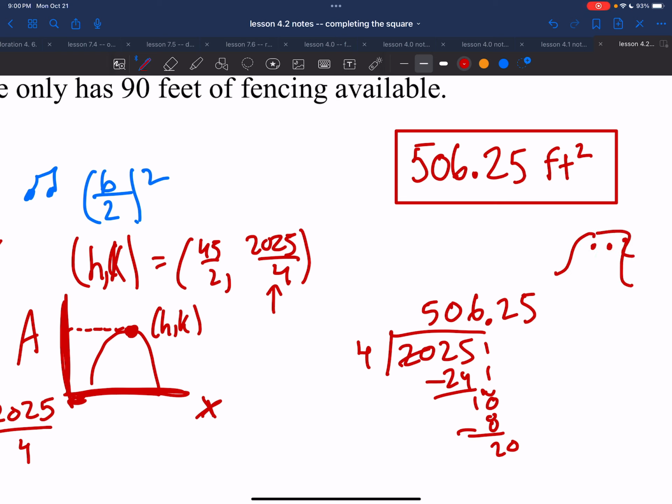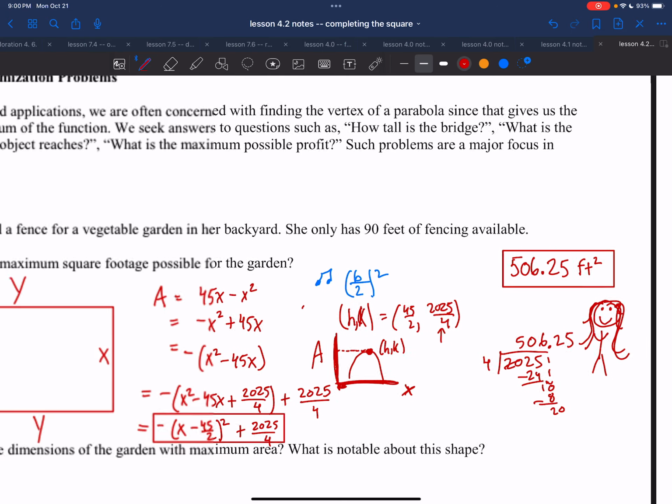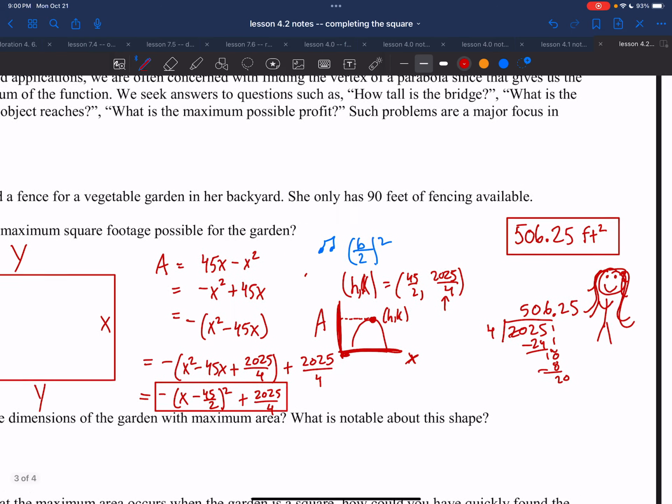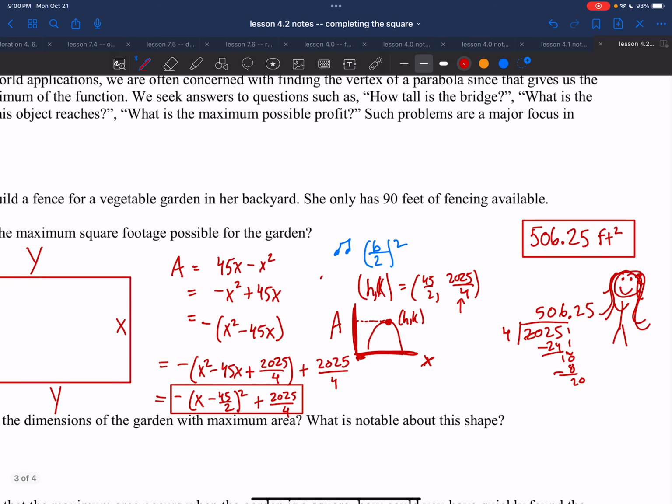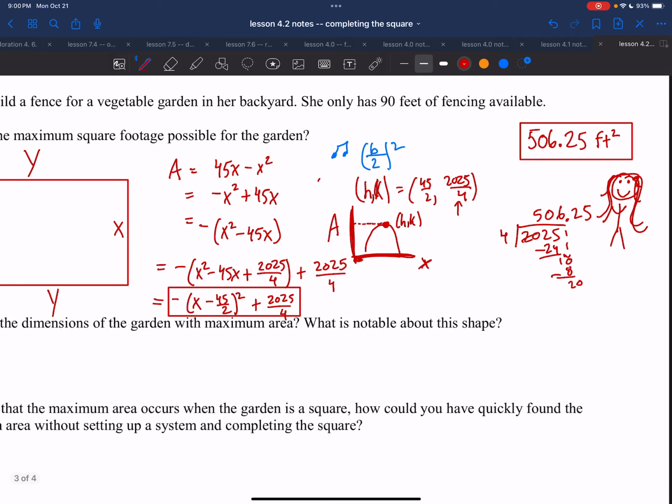And Jenny is happy. Let's give her long hair. Happy Jenny. We've maximized the area of her garden, which is 506.25. Amazing. You'll visit this kind of problem again in calculus, but you'll learn other techniques to do this that aren't completing the square. But this is a neat little way to show you that, hey, you complete the square, you find the maximum area of this potential garden.